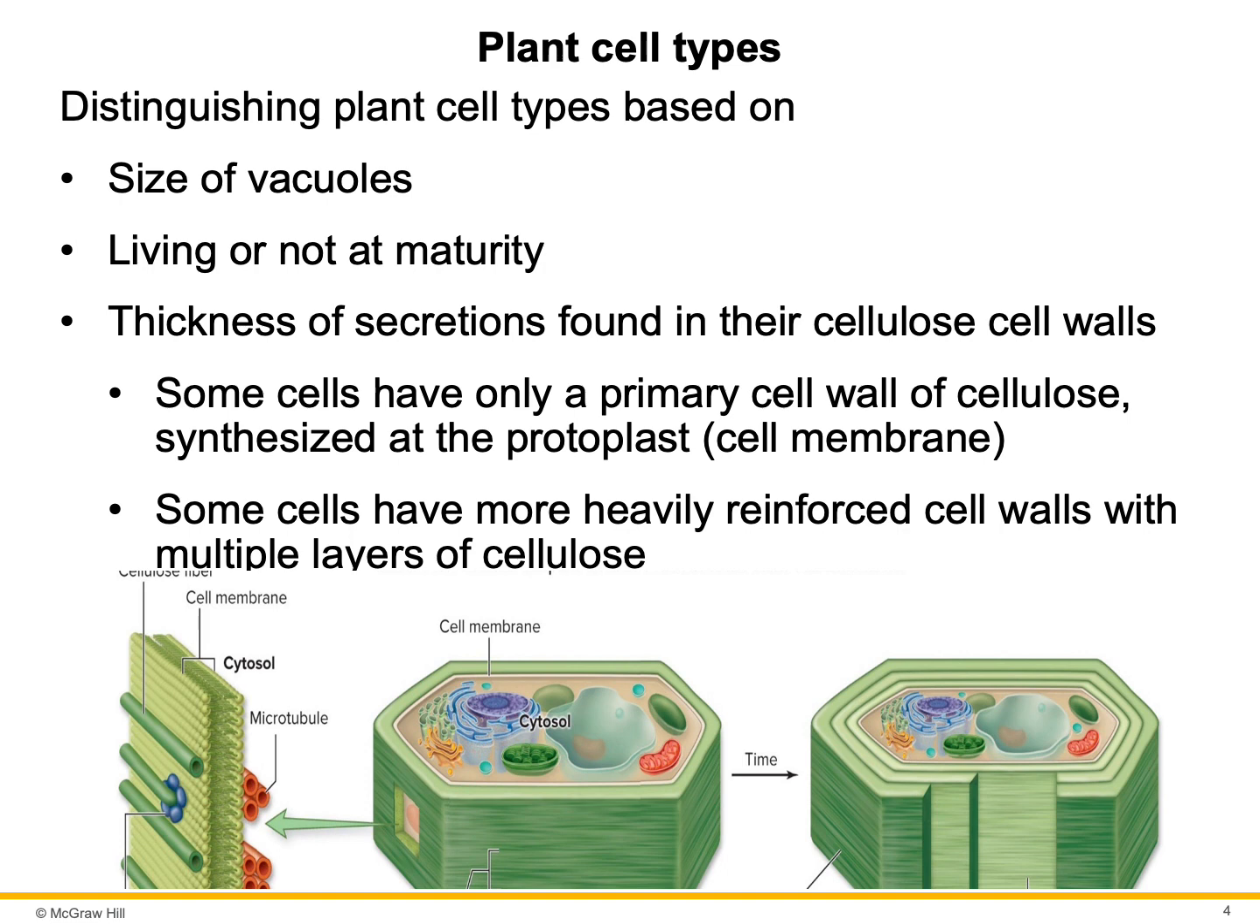Some cells have only a primary cell wall of cellulose synthesized at the protoplasm, their cell membrane, and some cells have more heavily reinforced walls with multiple layers of cellulose. So you can see that in this one they have only a primary cell wall. This one actually has a reinforced cell wall with multiple layers of cellulose.